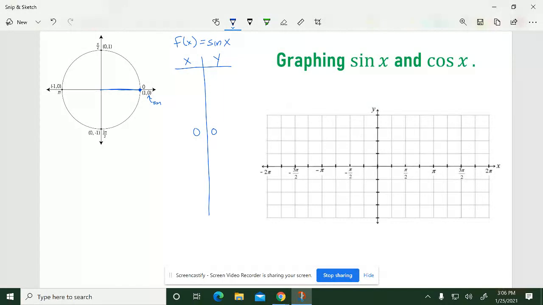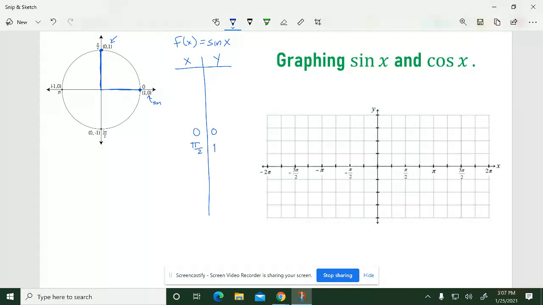What I want to do is just get a rough idea of what this graph looks like, so I'm just going to hit the key points. My next angle is going to hit the top of the graph. I want things where I already know something. I don't want to have to calculate stuff and rationalize denominators and all that. So I'm going to go to pi over 2. Remember, that's a 90 degree angle. That takes us to the top of the graph. And when I'm at pi over 2, my sine, my y value, is 1.